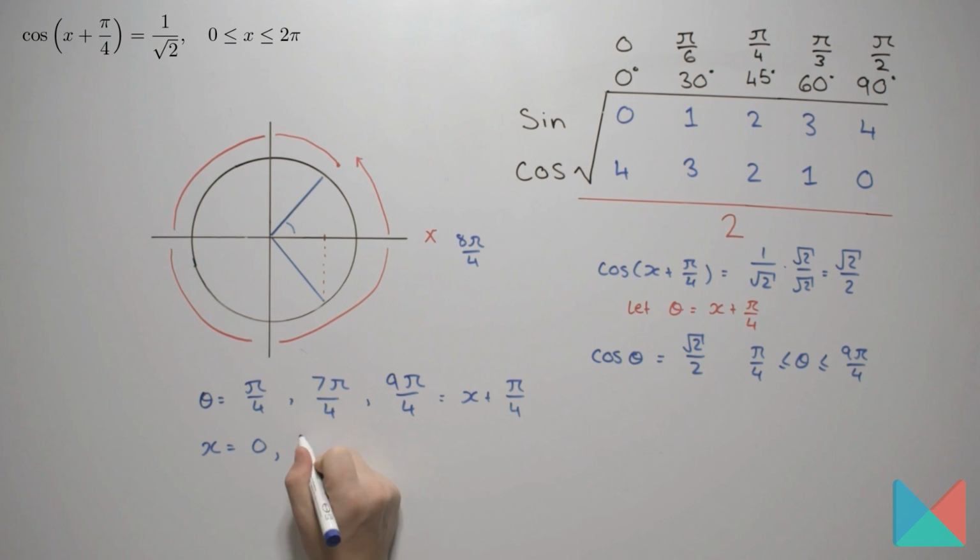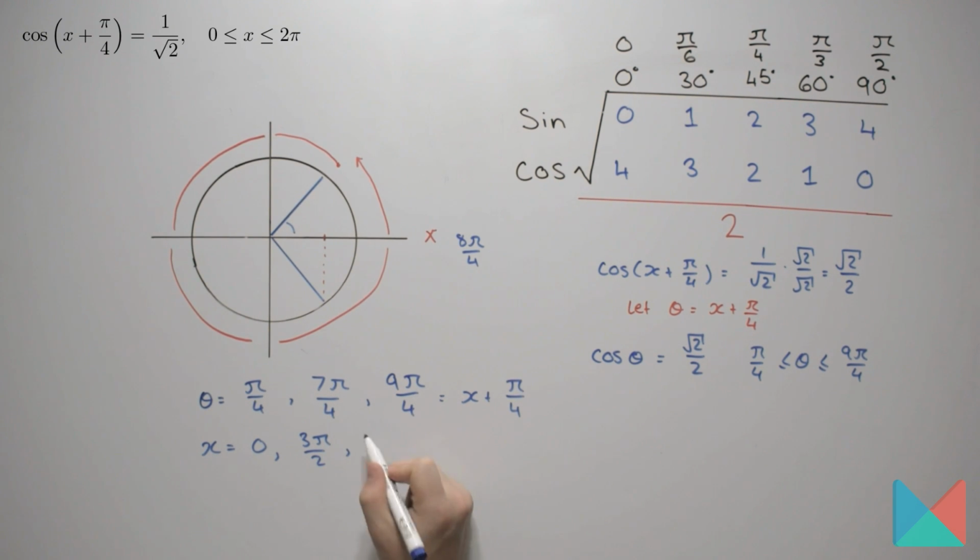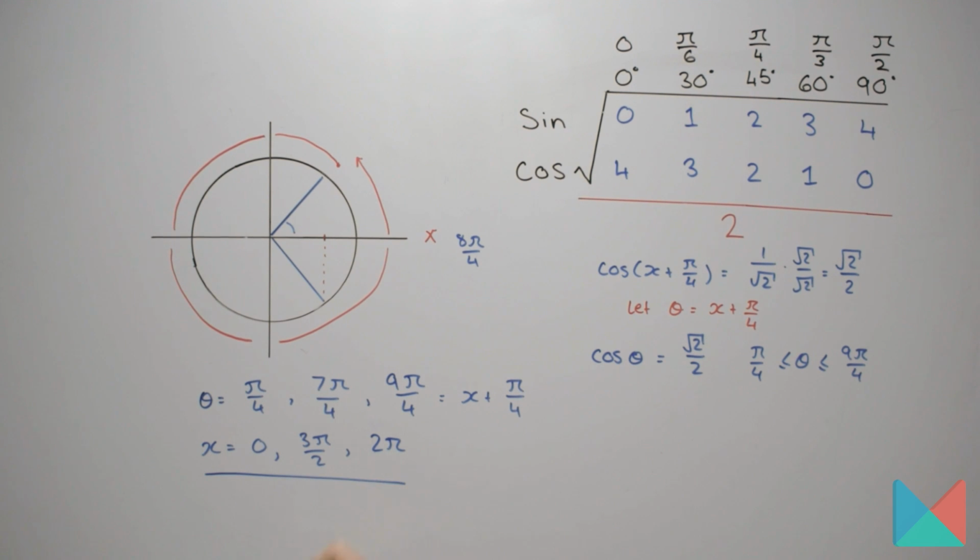So let's write that in: 3 pi on 2. And we have 9 pi on 4 take pi on 4, which is going to be 8 pi on 4 radians. And 8 pi on 4 can also be simplified into 2 pi. And so these are going to be our 3 solutions for x that satisfy our equation above.